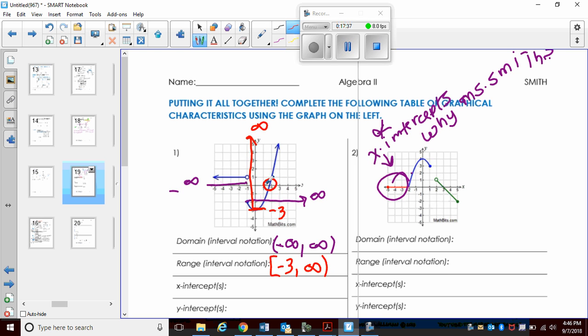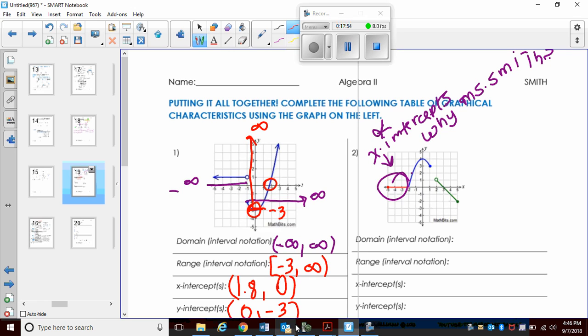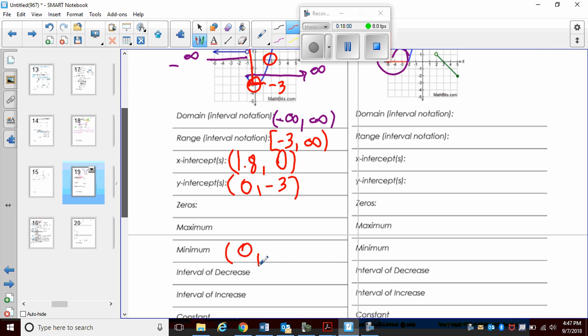My x-intercepts, I only have 1 for this particular graph. It looks like about 1.8, comma, 0. My y-intercept, there's 1 here at 0, negative 3. This also happens to be the minimum of my graph. There is no maximum, so I'm going to just go ahead and fill in the minimum. There is no maximum. Remember, the zeros are just the x values in the x-intercepts, so x equals 1.8.